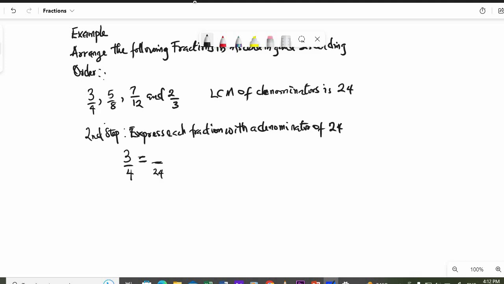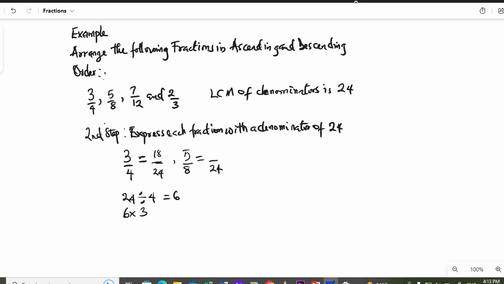Now, remember what we did in the previous example. What we do here is we do 24 divided by 4. That gives us 6. And then we say 6 times 3 right here gives us 18. Okay, so this is what we do. So we have that 18 over 24 is the same thing as 3 over 4.